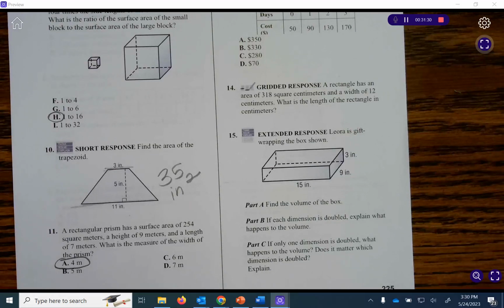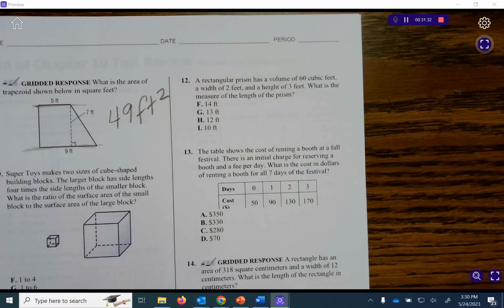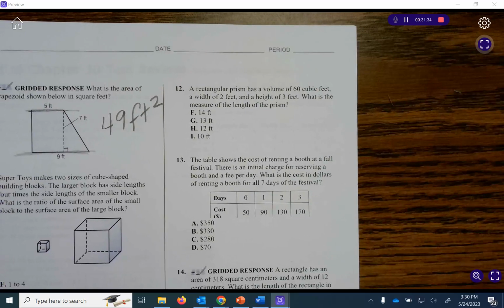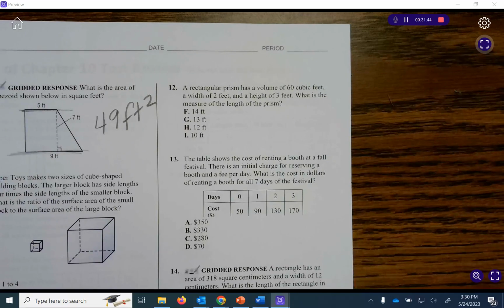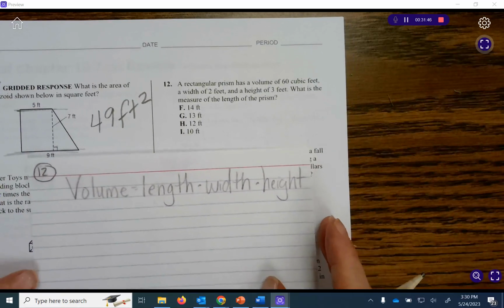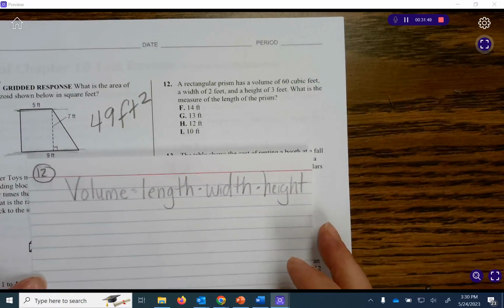All right, next. A rectangular prism has a volume of 60 cubic feet, a width of 2 feet, and a height of 3 feet. What is the measurement of the length of the prism? Now this one is going to be a little easier. This is the formula, volume equals length times width times height, okay?